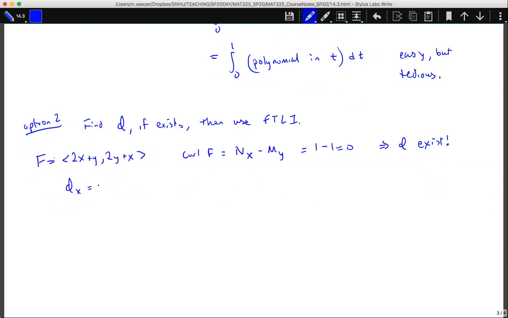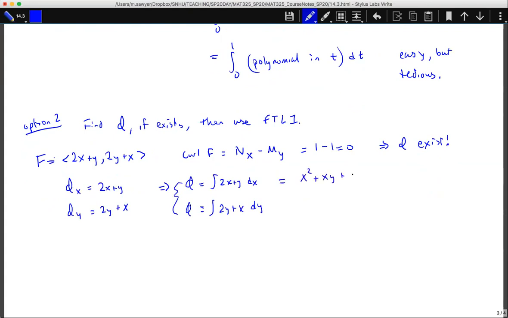So phi_x is equal to our first component, 2x plus y. Phi_y has to be equal to our second component, 2y plus x. So integrating both components, we get phi is equal to the integral of 2x plus y dx, as well as equal to the integral of 2y plus x dy. Those have to simultaneously be true. So this gives us x squared plus xy plus some function of y, and y squared plus xy plus some function of x.